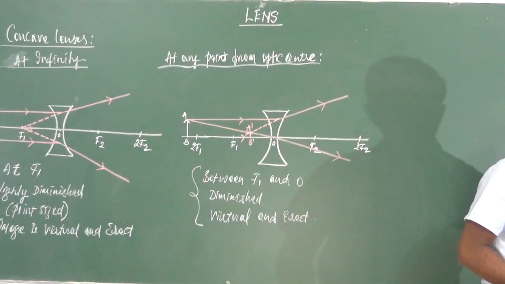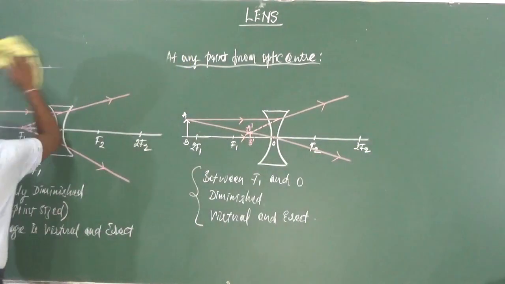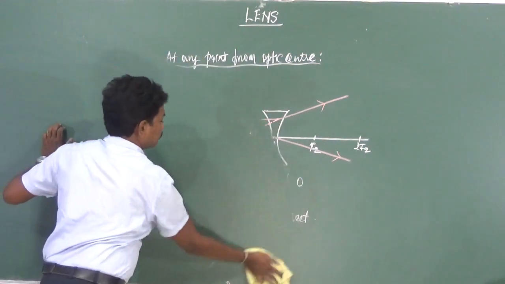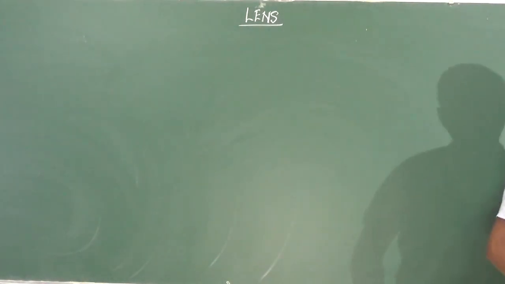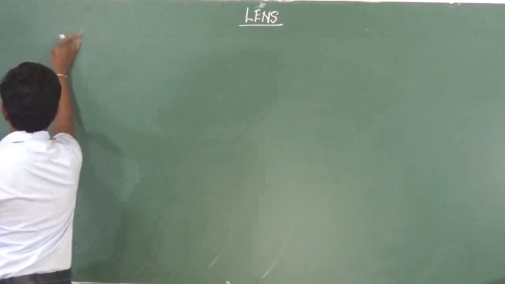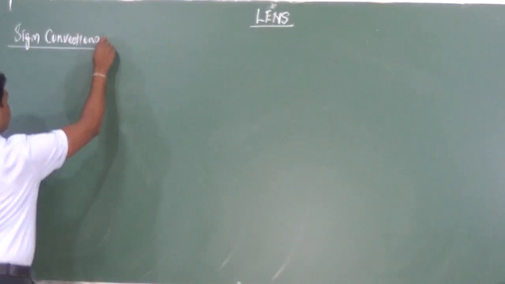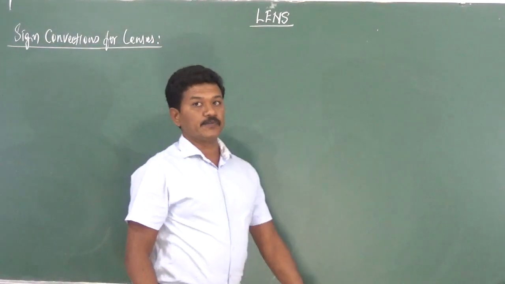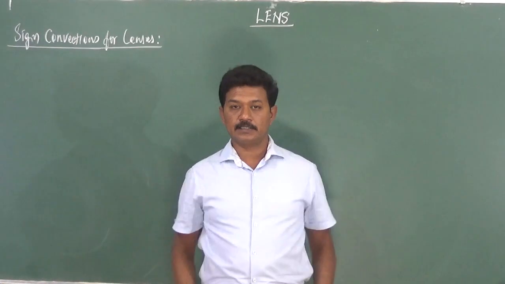Okay, let us get into the next concept, the most important thing: sign conventions for lenses. The sign conventions for lenses are going to get applied for both lenses, that is the convex lens as well as the concave lens. Irrespective of the lens, they are going to get applied.